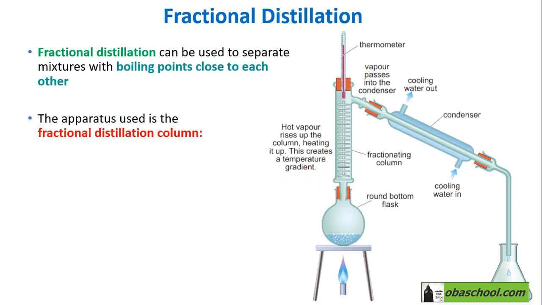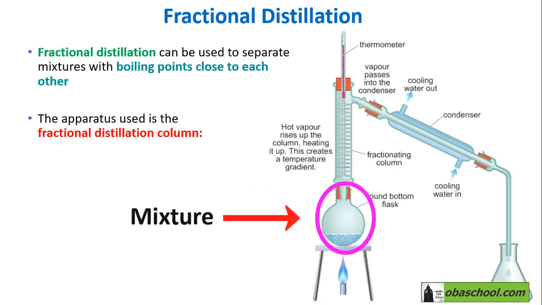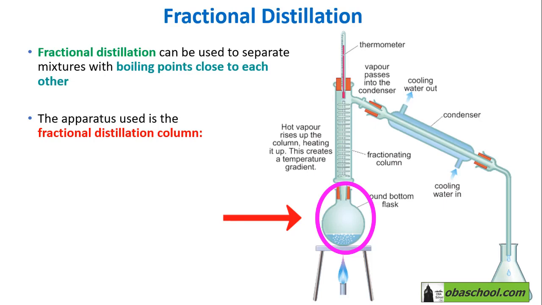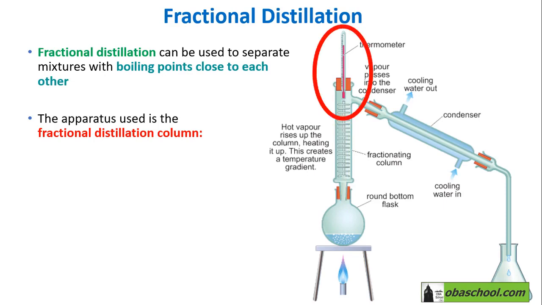So again, the mixture that you aim to separate, you have to place it here in the round bottom flask, and the product collects on the other side after traveling through a condenser, which is kept cooled by the action of flowing water. And of course, there is a thermometer at the top of the column, which helps you to figure out what temperature has been reached by the fractional distillation.